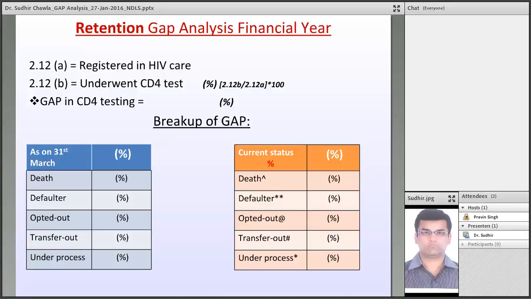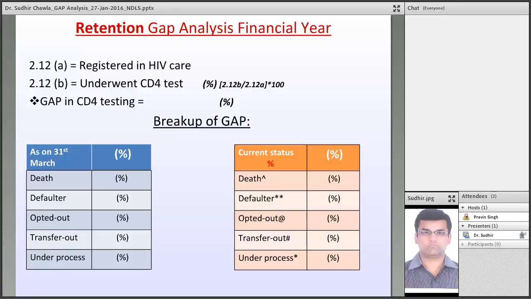So this gap we can further divide into 4 or 5 broad categories which are written over here. These are the categories which we are using in Gujarat to do the gap analysis. These are the 5 broad categories in which we divide this gap. One is death, then defaulter, opted out, transfer out, and under process.